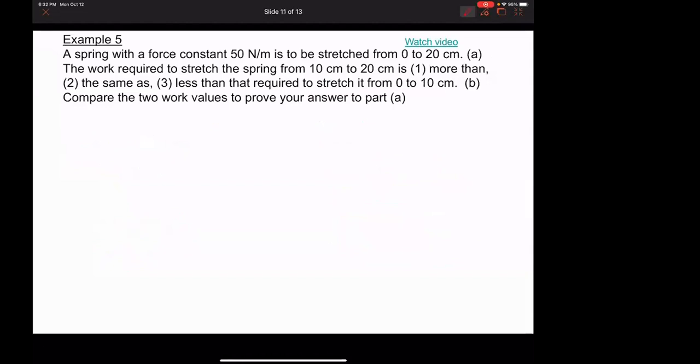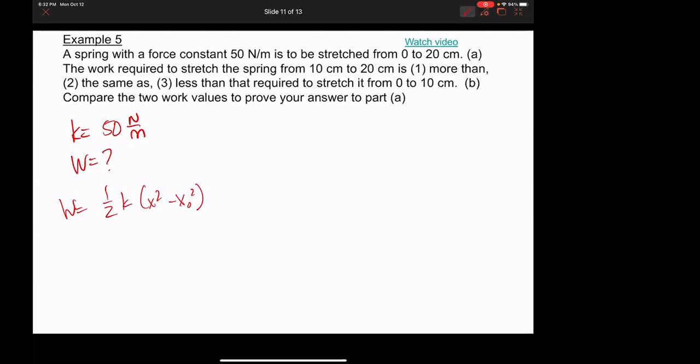This one says a spring with a force constant of 50 newtons per meter is to be stretched from 0 to 20 centimeters. Is the work required to stretch the spring from 10 to 20 centimeters more than, the same as, or less than that required to stretch it from 0 to 10? Compare the two work values to prove your answer to part A. Here the first length of stretch is a lot easier than the second. We know k is the same, 50 newtons per meter, and we're looking for the work, which is 1/2 k (x squared minus x naught squared).